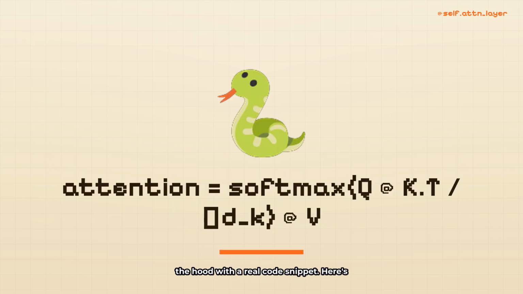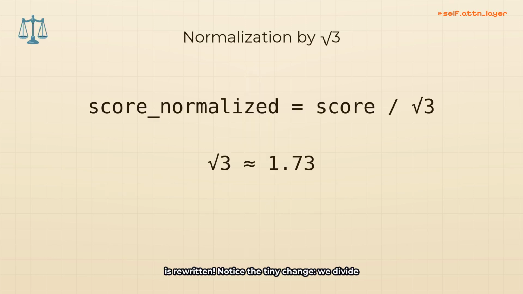Let's peek under the hood with a real code snippet. Here's what the attention step looks like in Python using PyTorch. We define 3 matrices Q, K, V, then one line does the magic. Attention equals softmax of Q times K transpose over square root of d_k, times V. One line, 3 matrices, and the sentence is rewritten. Notice the tiny change. We divide by the square root of the vector length, square root d_k. That keeps the scores from blowing up when vectors are long. It's like leveling the playing field so no word can shout too loud just because it's big.